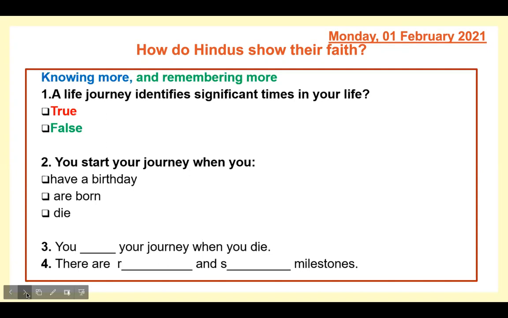Question two, you start your journey when you A, have a birthday, B, are born, or C, when you die. What do you think? Write the correct answer down. Question three, your journey when you die. So what's the missing word? And question four, there are and milestones. Now, we've talked about this quite a lot in year four already, so it's remembering those two key words, one beginning with R and one beginning with S.